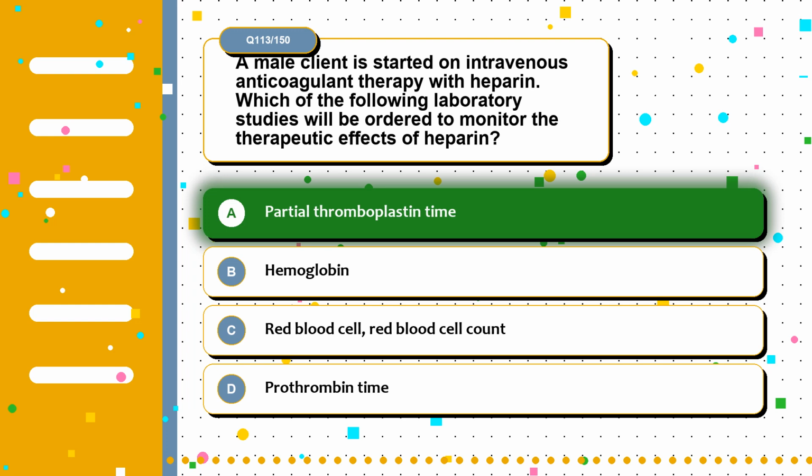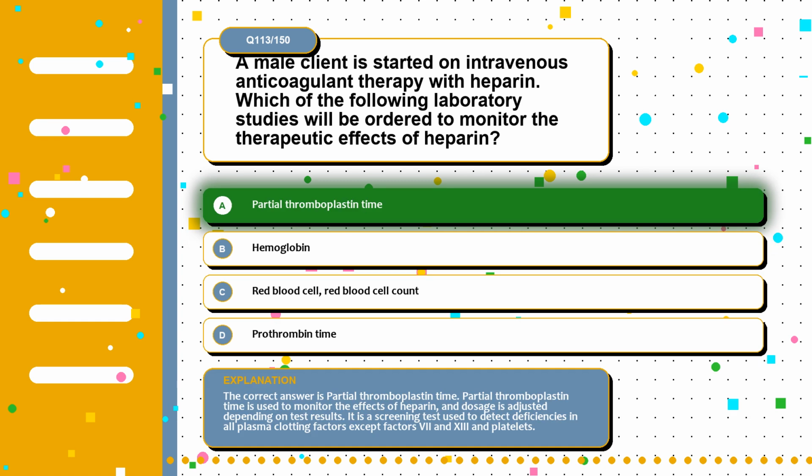The correct answer is option A. Partial thromboplastin time. The correct answer is partial thromboplastin time. Partial thromboplastin time is used to monitor the effects of heparin, and dosage is adjusted depending on test results. It is a screening test used to detect deficiencies in all plasma clotting factors except factors VII and XIII and platelets.